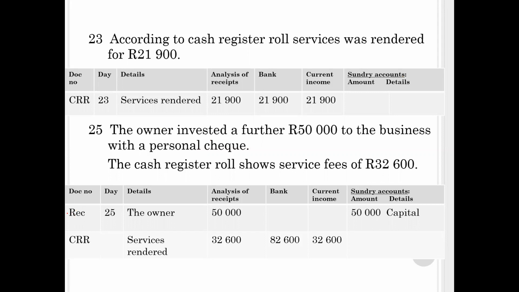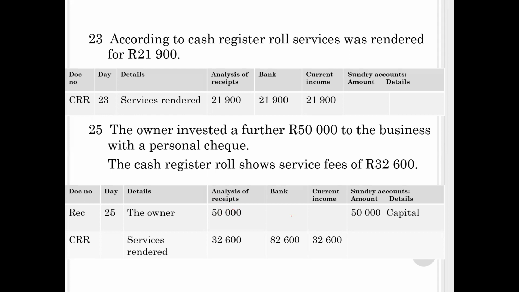You can continue with the next receipt number. It is on the 25th. You can write there the owner, or A. Marie, if you remember from the previous slideshow who the owner is. Then the amount 50,000 Rand will go to analysis of receipts. Why will it go to analysis of receipts? Because the amount was paid directly at the business. So 50,000 Rand will go directly to the safe of the business, so it will go to analysis.